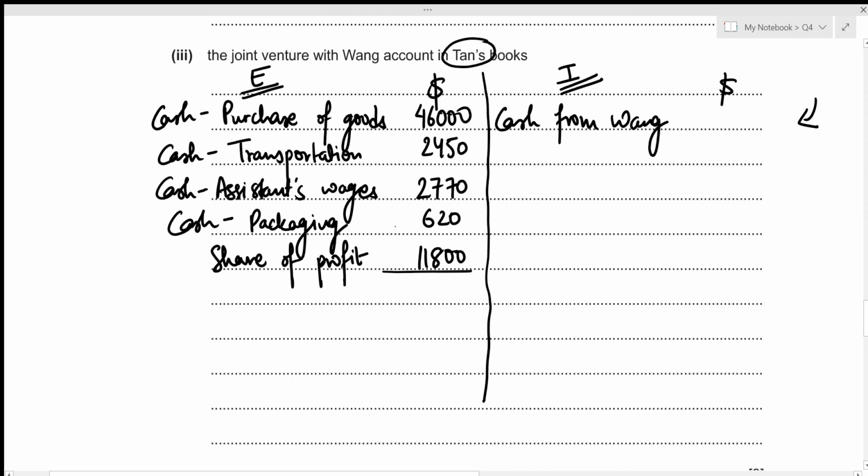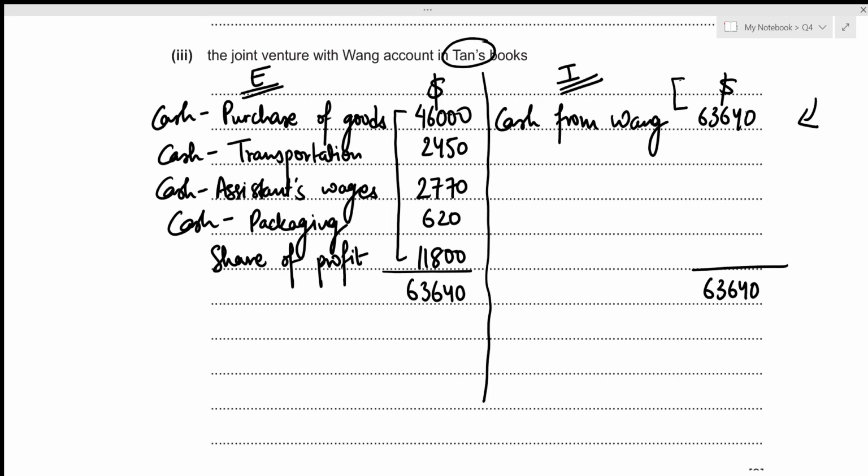That's just going to be the sum of these five amounts. That's 46,000 plus 2,450 plus 2,770 plus 620 plus 11,800, which gives the total of 63,640. Now the total must be the same for the credit side as well. So that's 63,640. For the balancing figure, we actually needed to subtract the amounts. But since we have no amount in here, the total amount is actually going to be the balancing figure. So that's 63,640.